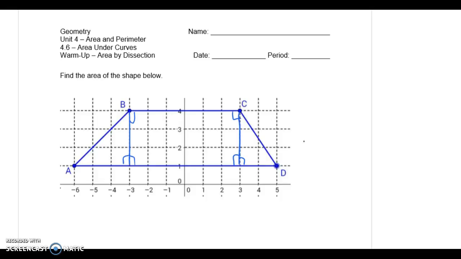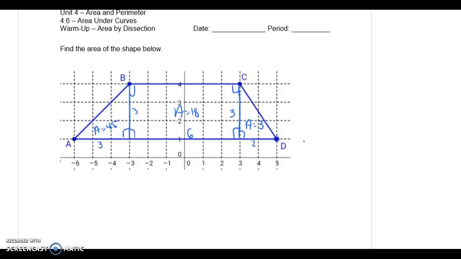So we're going to find first the area of the rectangle, 1, 2, 3, 4, 5, 6 by 3. The area is 18. On the right side, we have a triangle of base 2 and height of 3. So the area of that would be 3. And on the other side, we have a triangle of base 3 and height 3, so the area is 4.5. So when we add all these up, 18 plus 3 plus 4.5, we get 25.5 for our area.